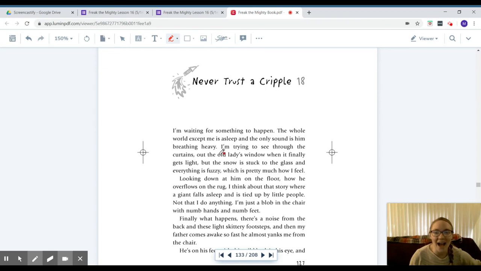Yes, I see contrast in the fact that the whole world is asleep except me. So he's awake, everybody else is asleep. We also see contrast with the size of people. So we see his dad is overflowing on the rug. His dad is huge, and it reminds him of the story about a giant getting tied up. But Max is just a blob, so he's not a giant. All right, there we see our contrast. Let's continue to look for contrast as we read.